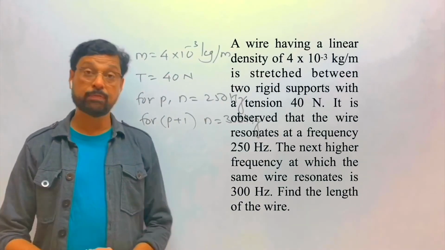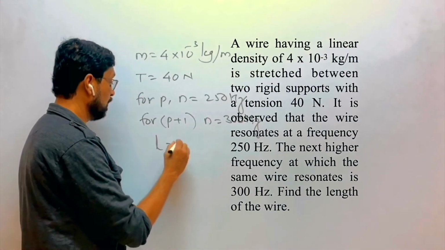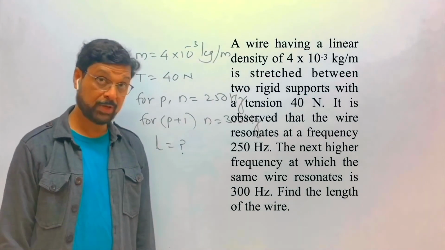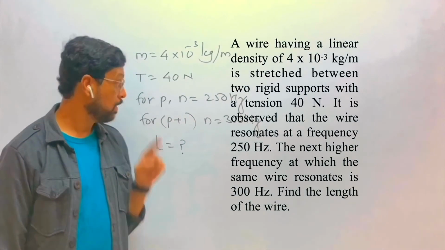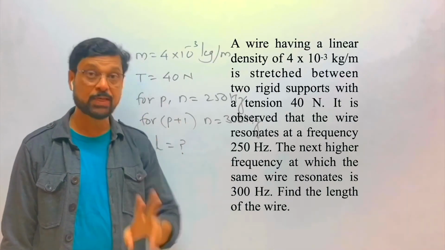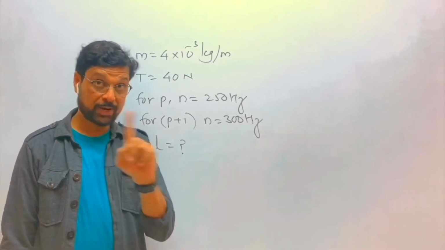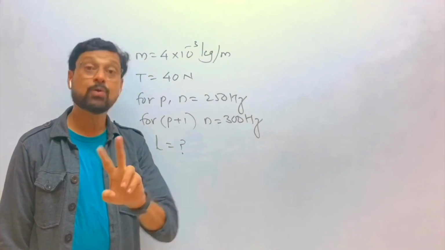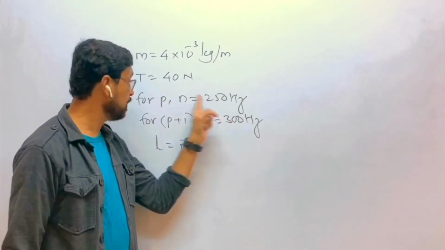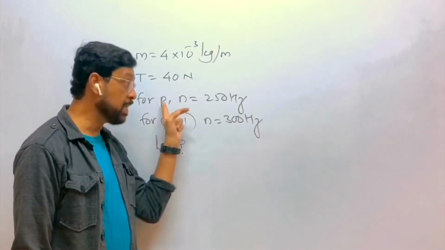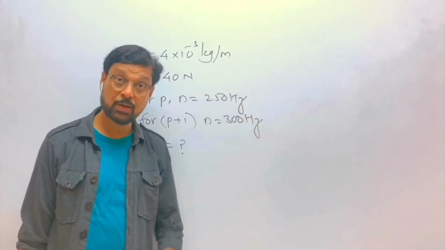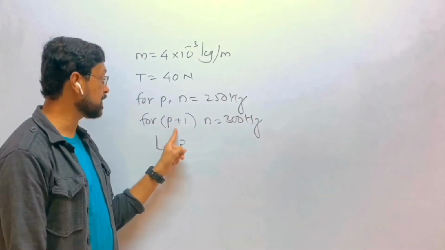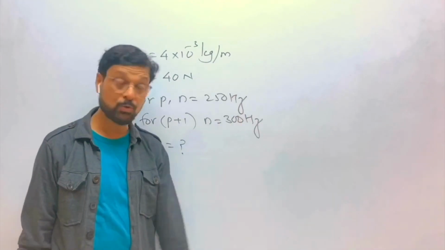फाइंड द लेंथ ऑफ द वायर। हमको वायर की लेंथ फाइंड करना है। ओके, ये क्वेश्चन समझ लो अच्छी तरह से। वायर की कोई फ्रीक्वेंसी 250 हर्ट्ज है, मतलब वो फंडामेंटल फ्रीक्वेंसी नहीं बोल रहा है, मतलब फॉर हार्मोनिक नंबर P the frequency is 250 hertz. For the higher frequency, for the next harmonic P+1, n is equal to 300 hertz.